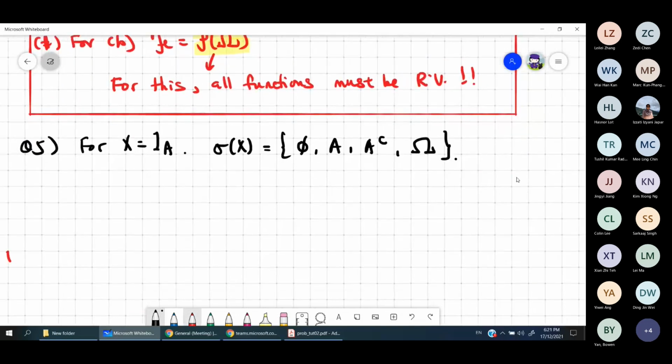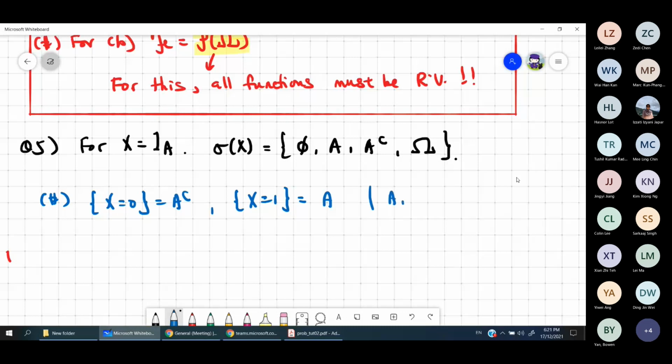So how to get this? Okay, so just some remark for you. Because this is actually a simple function, you can see if we have x equals 0 is equal to this, and x equals 1 is equal to A. So that means we have two functions, two disjoint partitions. From here you can see A and A complement form a disjoint partition.